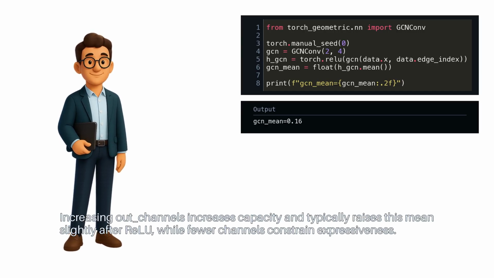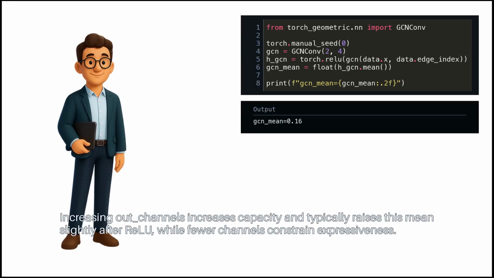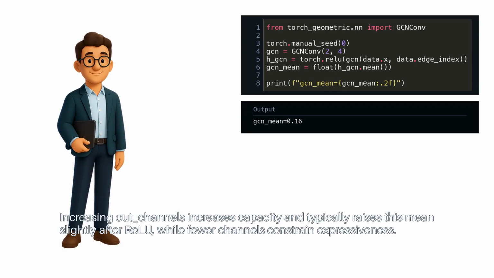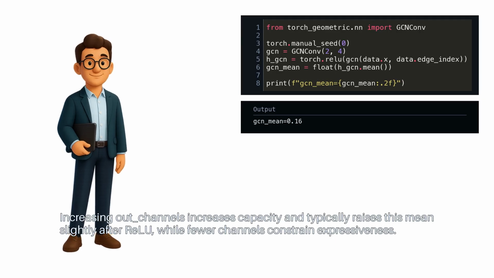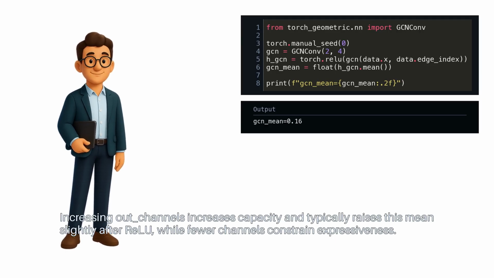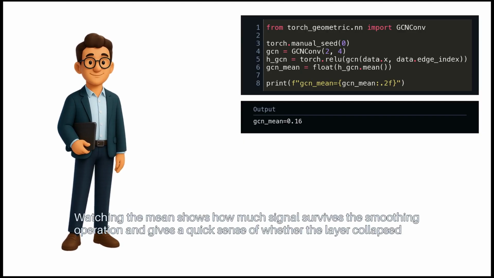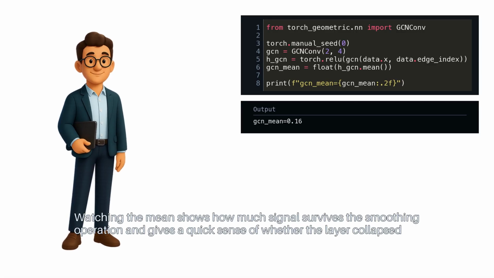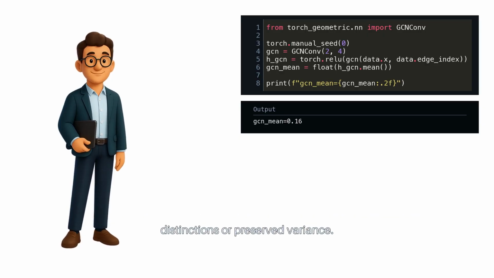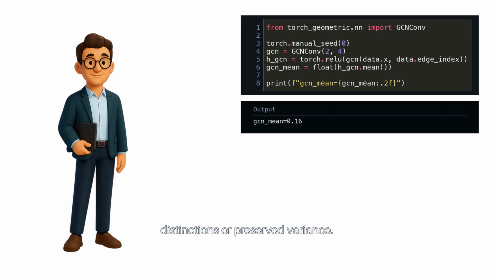Increasing out_channels increases capacity, and typically raises this mean slightly after ReLU, while fewer channels constrain expressiveness. Watching the mean shows how much signal survives the smoothing operation and gives a quick sense of whether the layer collapsed distinctions or preserved variance.